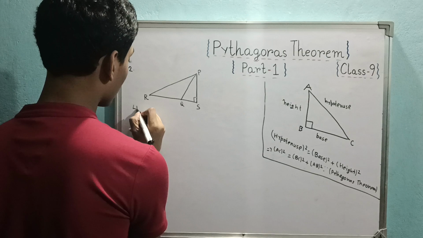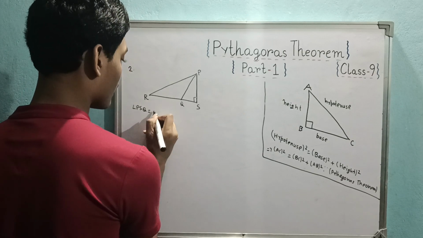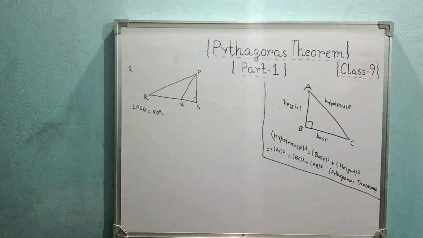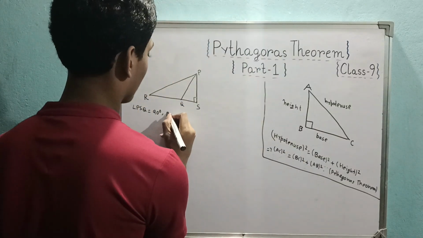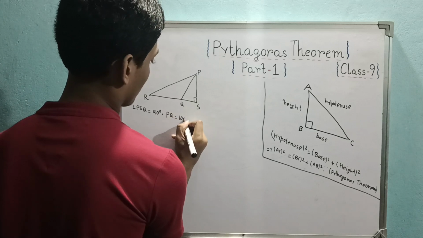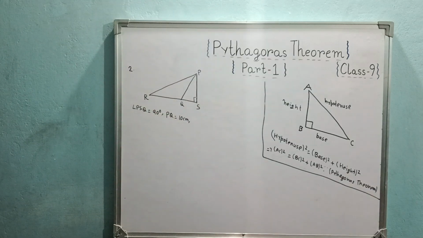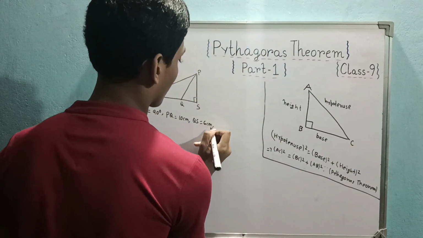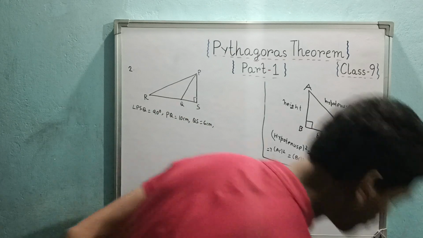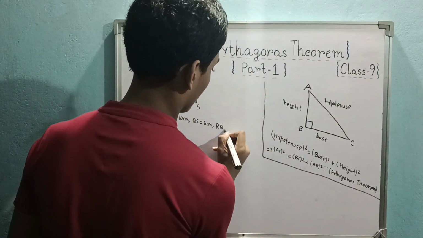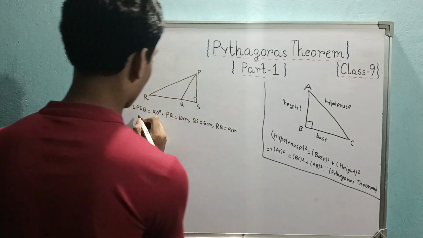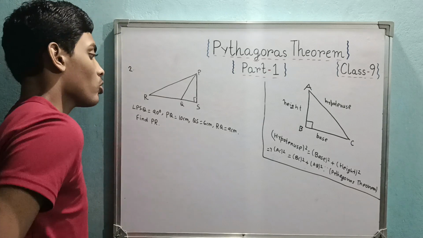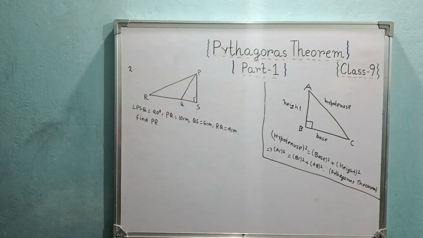Angle PSQ equal to, what are the things given, I am writing. PQ equal to 10 centimeter. QS equal to 6 centimeter. RQ equal to 9 centimeter. Find PR. Okay. So this is actually a good question.